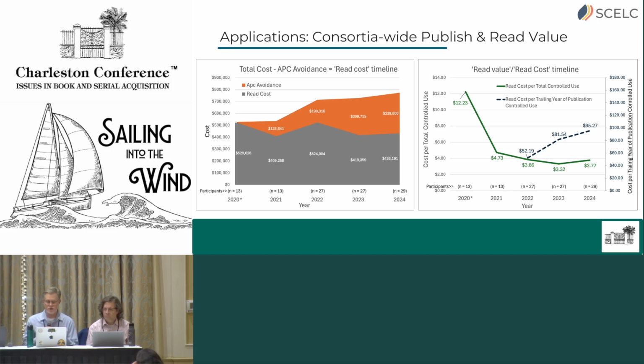So our approach to doing that and its impact is shown here on the left. APC avoidance in orange at the top is subtracted from the total spend, leaving a smaller read cost in gray at the bottom, and therefore a lower cost per use. Looking at the read and publish together in this way provides a more complete picture of agreement value. Now I'll pass it on to Matt and Jenya, who will take us a little more from value into impact.